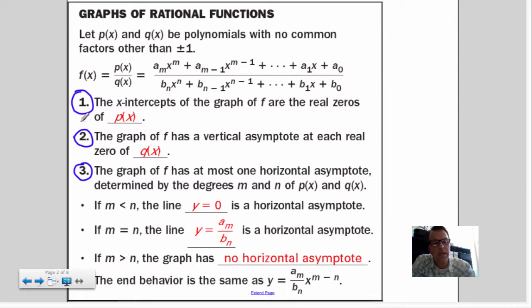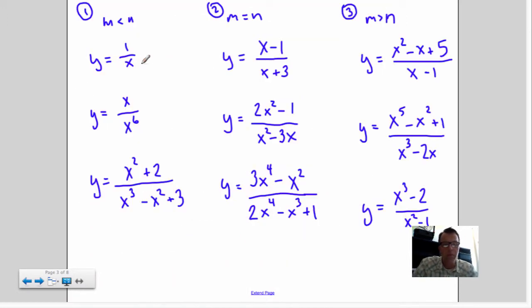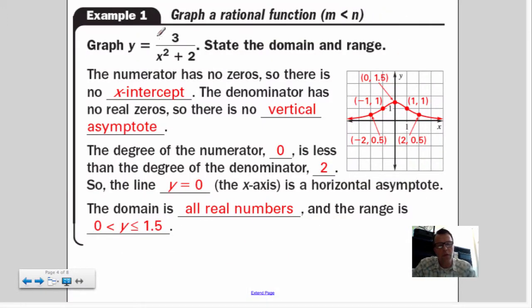I do expect that you can figure out the x-intercepts of the graph. How do I do that? I basically take the top part of the rational function and set it equal to 0, and I solve and I find the x-intercept. So let's look through the examples real quick. So here, the first one, you would set 3 equal to 0 and solve, and you don't get an answer. And so check it out, no x-intercepts.